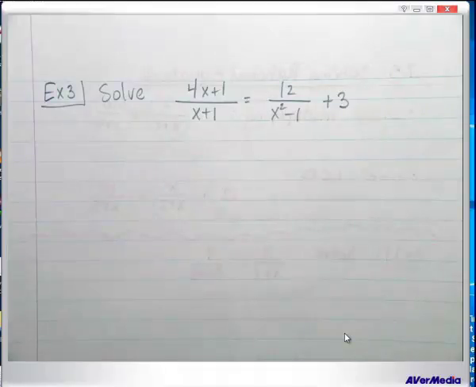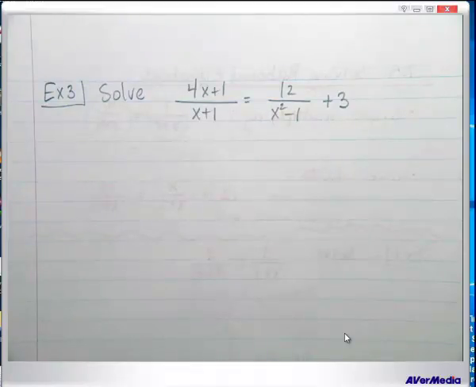1 over x plus 1 equals 12 over x squared minus 1 plus 3. Can I use cross multiplication, Elliot, to solve this equation? No, there's two terms on the right. So let's find a least common denominator.